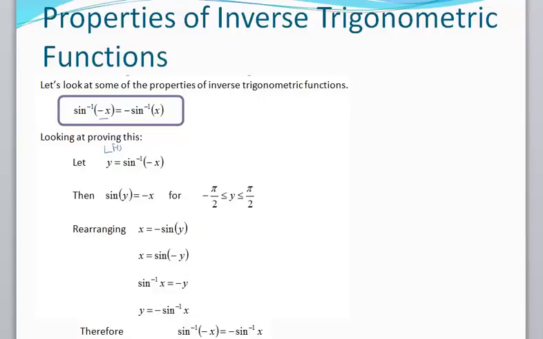So we move our sine across again. Inverse sine of x is equal to negative y. We move our negative sign across: y is equal to minus inverse sine of x. So therefore, we've proven that our inverse sine of negative x is equal to minus inverse sine of x.